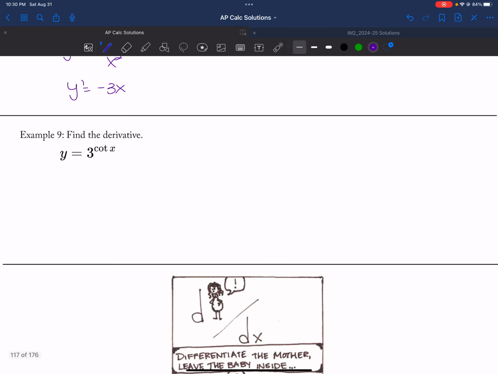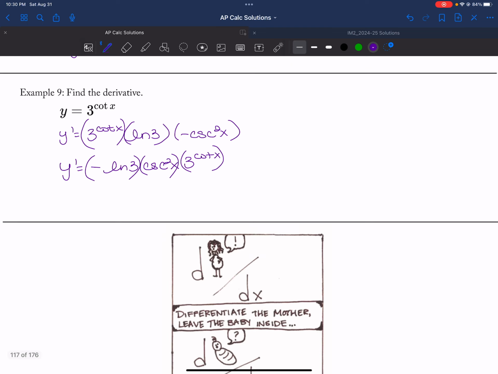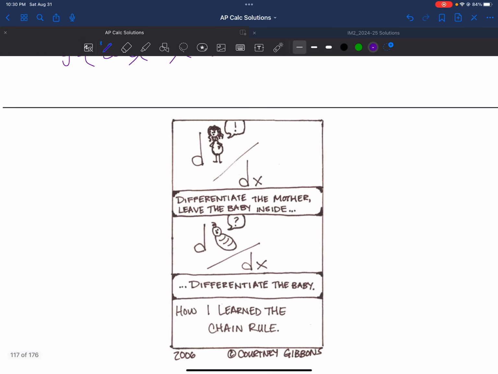Okay. All right, and then y prime is 3 to the cotangent of x, ln of 3, and then multiply by the derivative of cotangent, which is negative cosecant squared of x. So y prime is negative ln 3 cosecant squared x, 3 to the cotangent x. Okay. And then I have a little picture here, and that is it for this lesson.